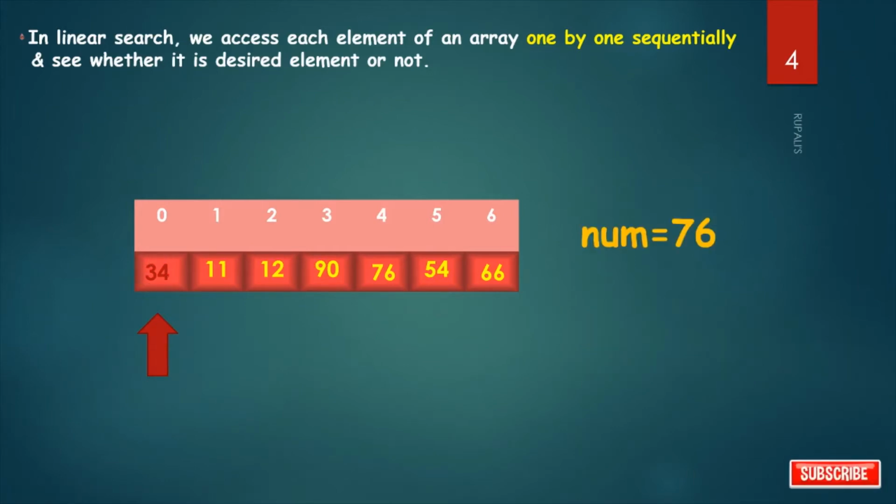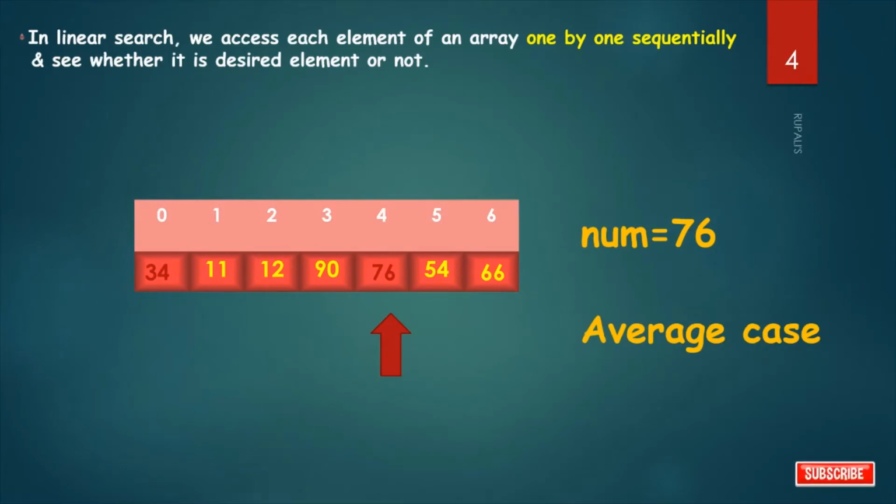Take another example. Say I want to search 76. First compare, is this 76? No. Then check the next item, is this 76? No. In this way, I have to check one by one item sequentially and finally I get 76. So this is average case. Here we assume that item appears in the array and that it is equally likely to occur at any position in the array.